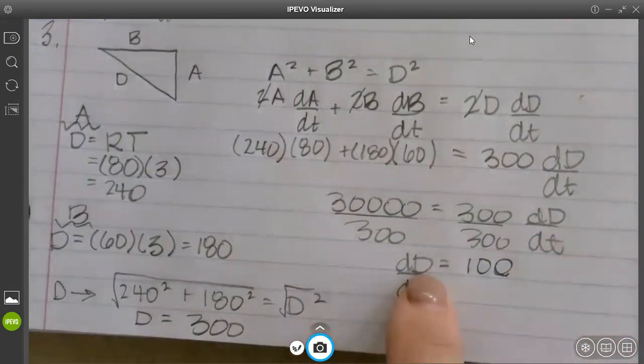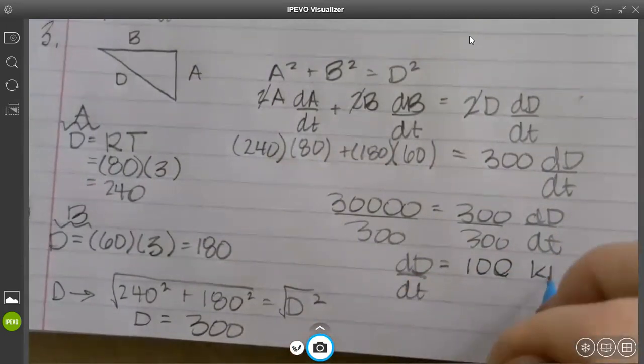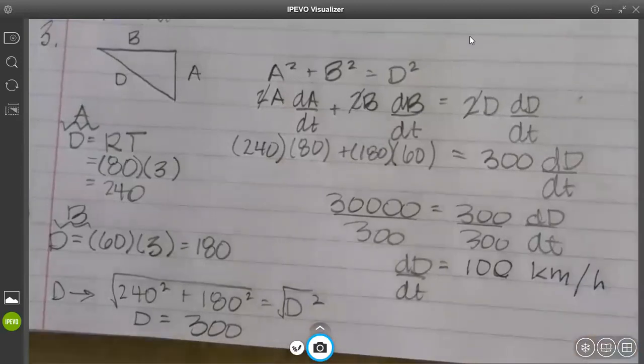What were our distance units? Kilometers, and our time was hours. Any questions? Is everybody good? All right, number four.